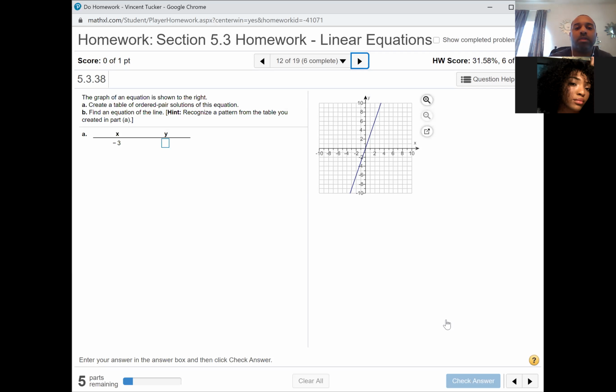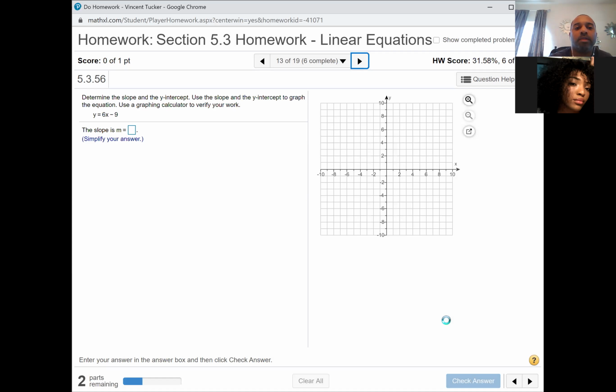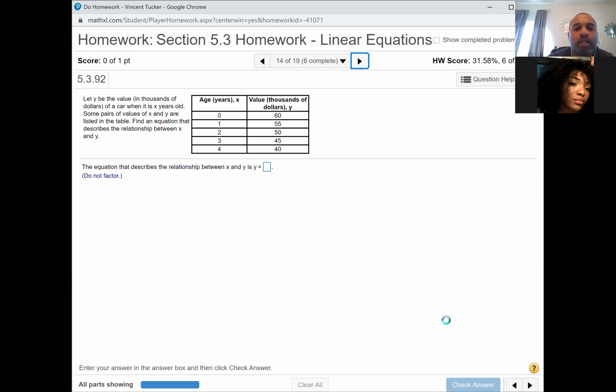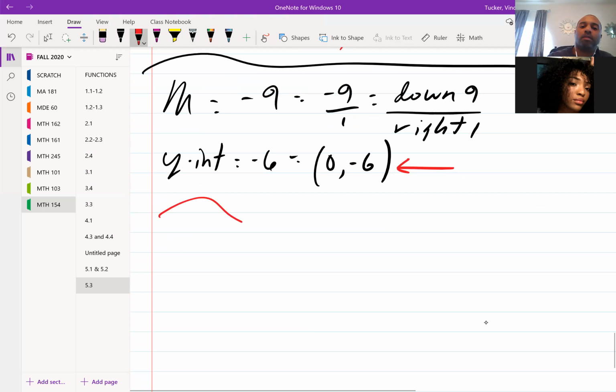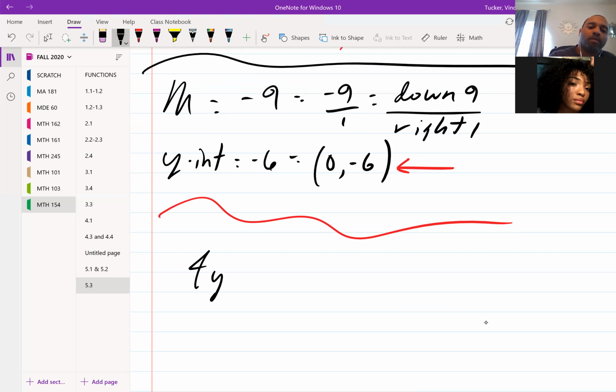Next one, no, that's the reading the graph. Similar. Give the slope and y-intercept, because we already did that. No, this is it right here. So this one's a little bit different just because it gives you an extra step. They want you to give the slope and the y-intercept in their graph. So we have 4y equal to 3x minus 16.